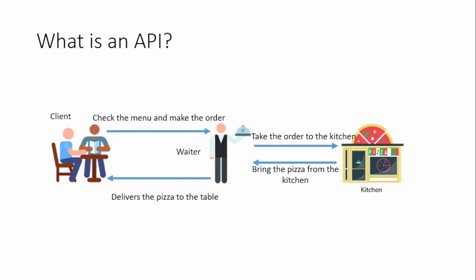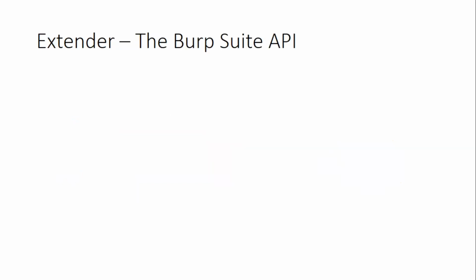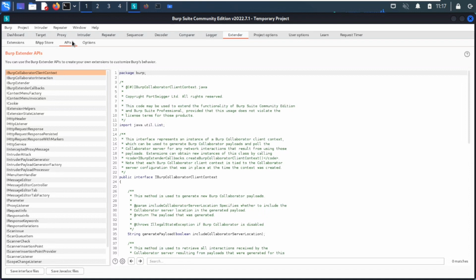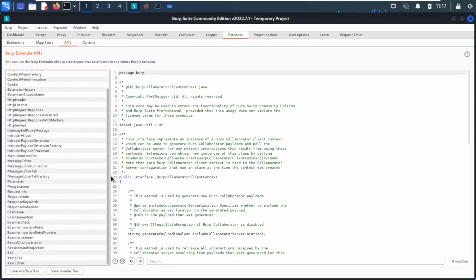Now that we have a rough view of what an API does, the Burp Suite API gives a large number of APIs that can be used by new modules to integrate with Burp Suite. And we can view these in the API subtab. So let's do that together. Let's go to the API subtab, and as you can see here, there are many APIs that are there.